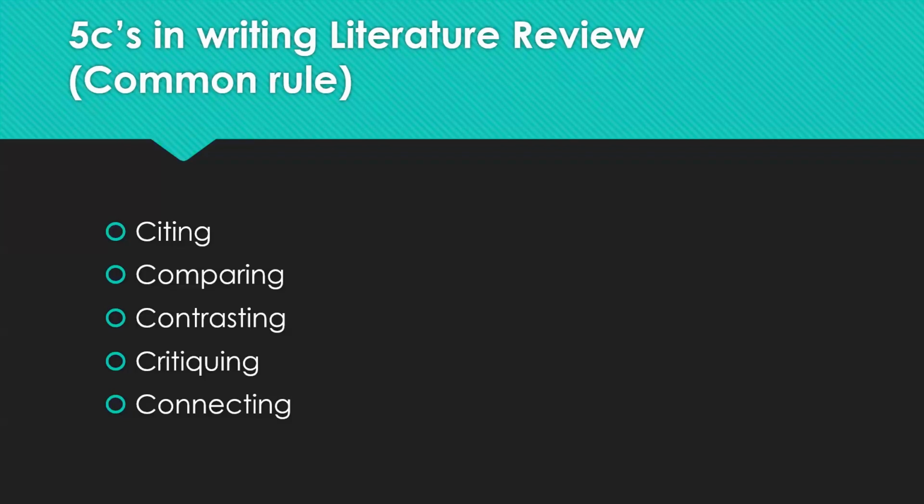And then the second C is comparing. So comparing the various arguments, various theories, various methods, and different findings that have been expressed in the different articles, that is, the literature. According to that, you need to compare according to your research topic. That is what the second C talks about.